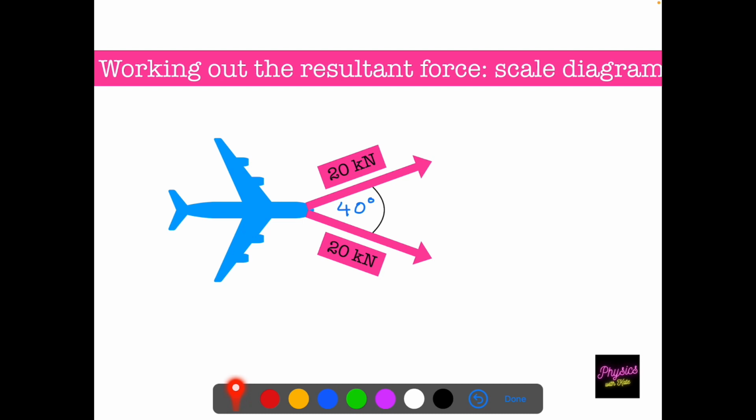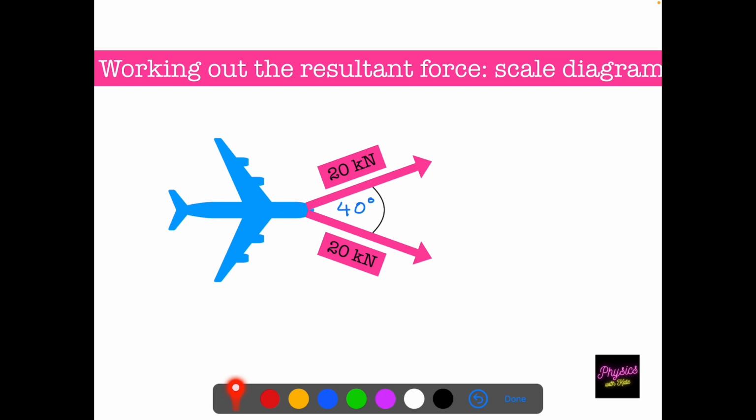Well, there's 2 options. We can either draw a scale diagram or we can use trigonometry. Now I'm going to leave the trigonometry for another video, so I'm just going to show you how to do a scale diagram. We're going to treat the 2 forces that we have as 2 sides of a parallelogram, and that will allow us to work out the resultant force.